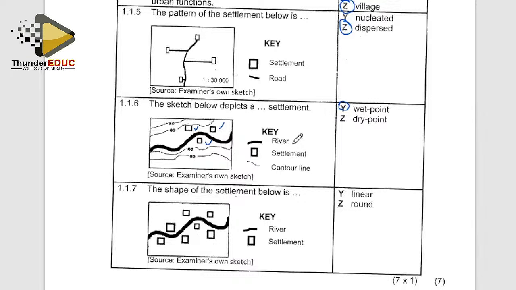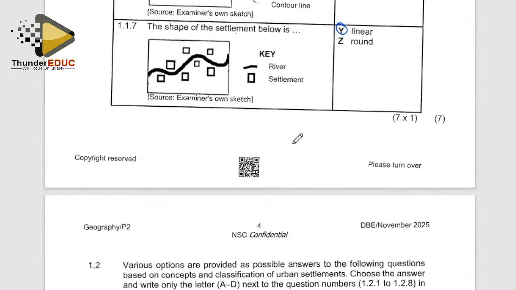Right. The shape of the settlement below, what shape is that? Is it linear or round? We are seeing that the settlement is developing along the river. So it becomes linear, it's in a line form along the river. Right, we move on to the next question.